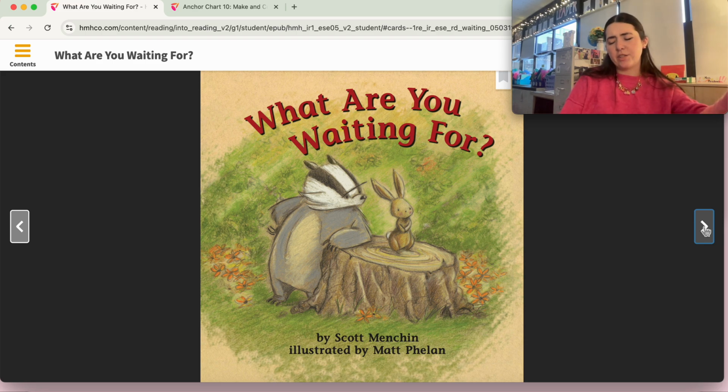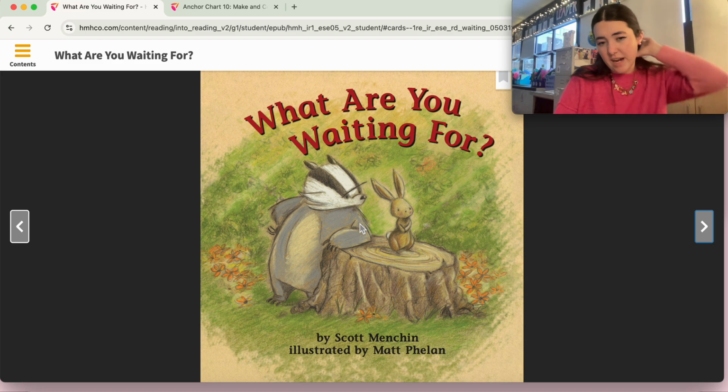What are these characters we see? Can you tell me who they are? We might not know their names, but we do know what animals they are. I see what looks like a rabbit right here. And then I see over here what might be a raccoon or a badger, and I bet it will tell us in our story. But it looks like we have those two characters.